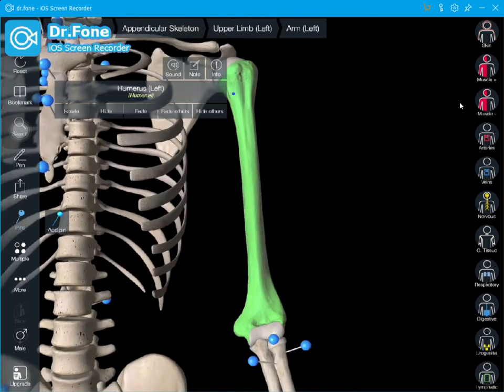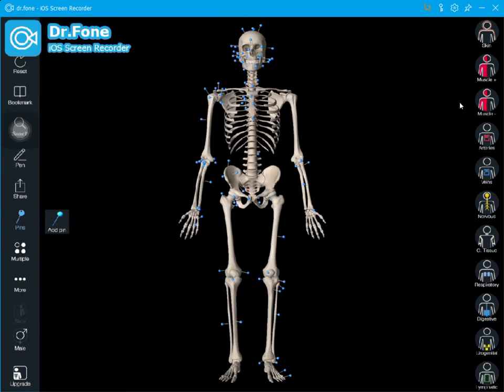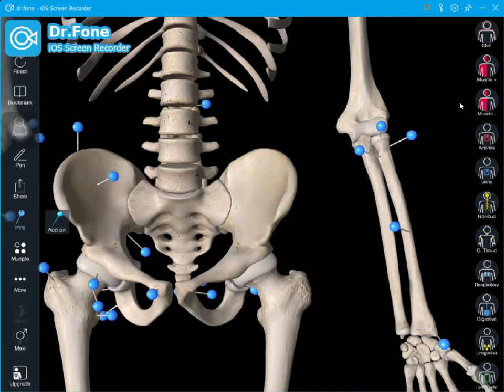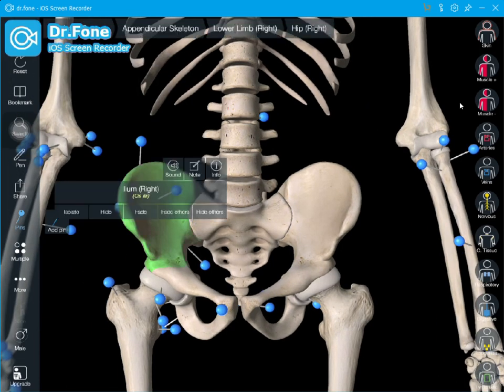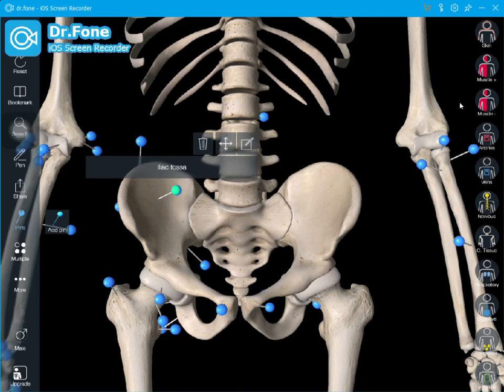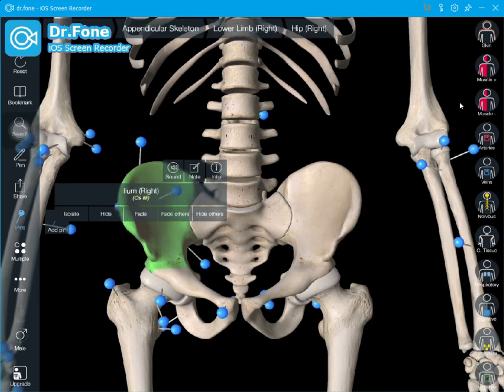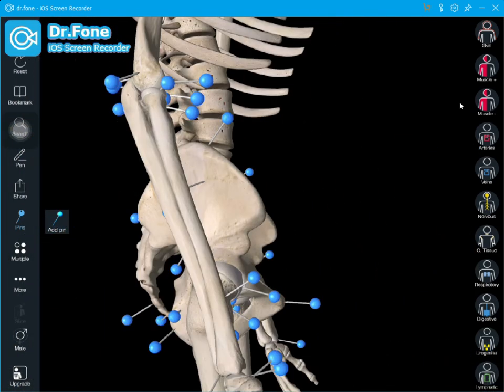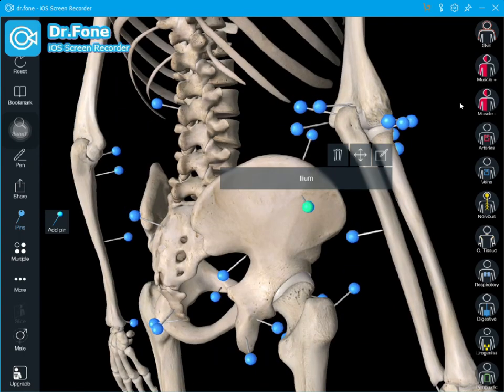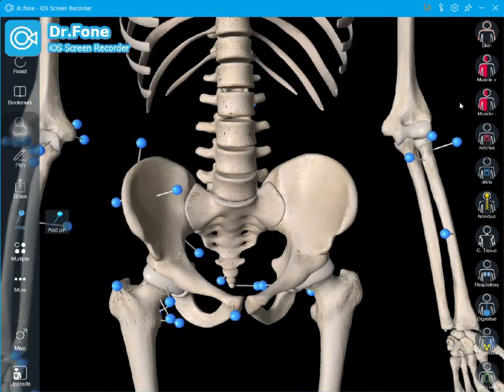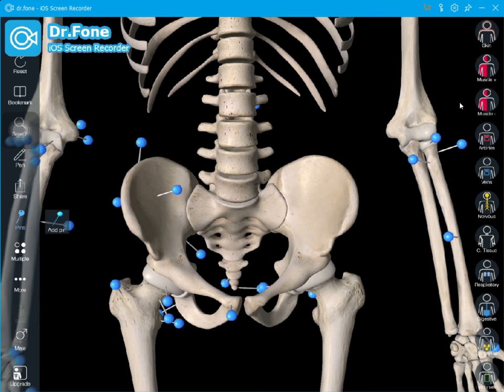Moving on to our pelvis. We have the ilium, and our ilium consists of an iliac fossa and an iliac crest.